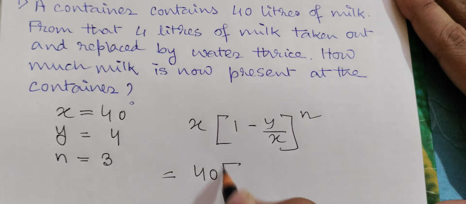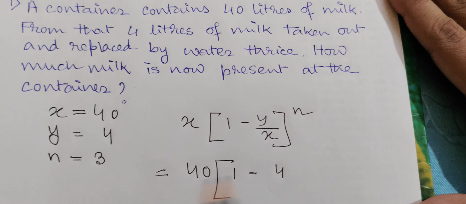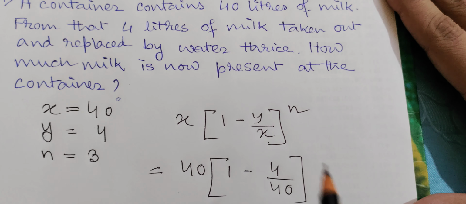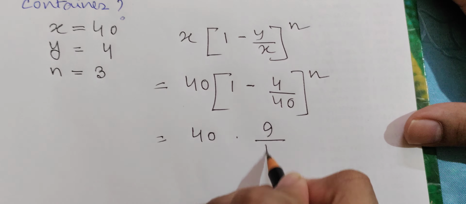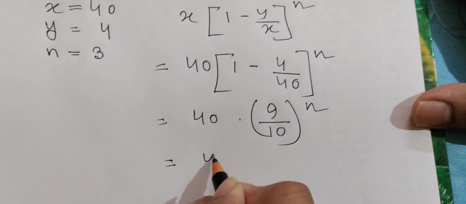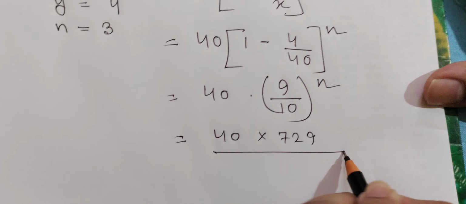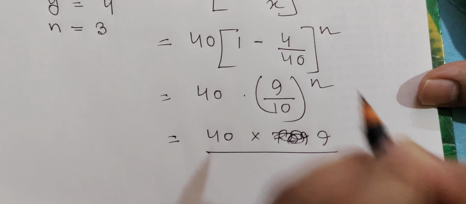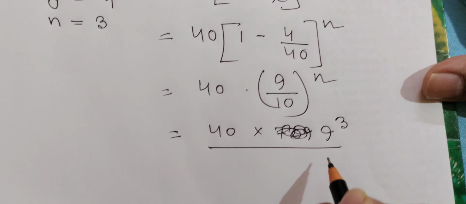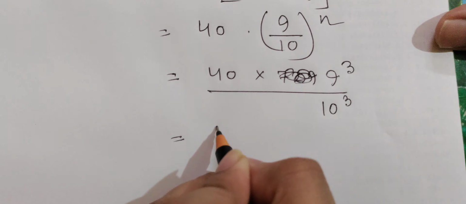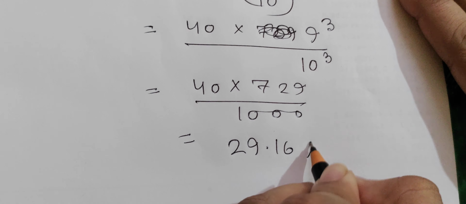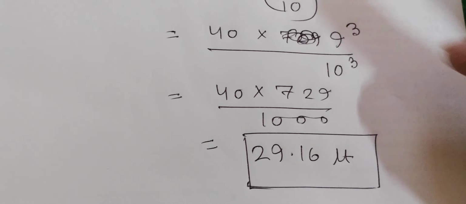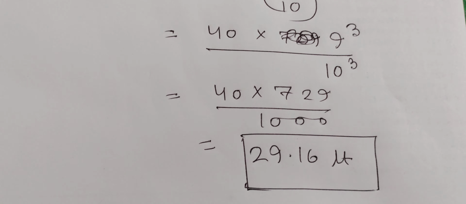So the amount of milk present is this. X is 40, Y is 4, so Y by X is 4 by 40, and n is 3. So I will put 9 to the power 3 by 10 to the power 3. So 729 into 40 by 1000. If we simplify this, we will get 29.16 liters. So this is the amount of milk that is remaining in the container after 3 such processes.